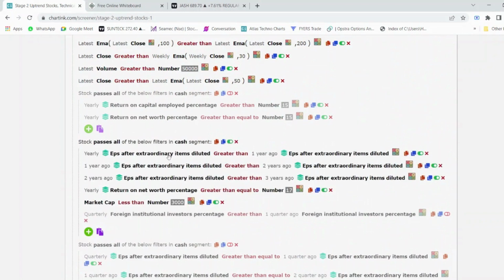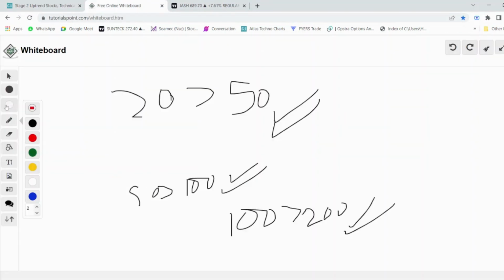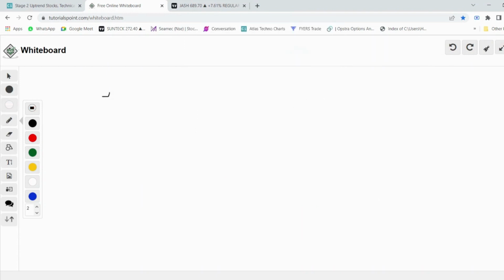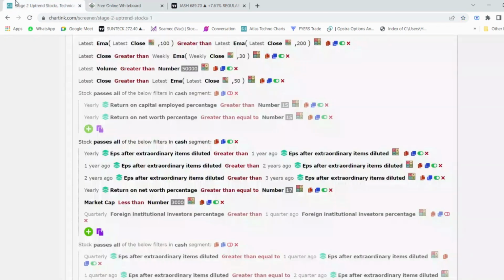What is this filtration criteria? This is a little bit advanced filtration criteria where we are looking for yearly EPS growth. So here we see that this year's EPS has to be greater than last year's. Last year's EPS has to be greater than 2 years ago, and 2 years ago EPS has to be greater than 3 years ago.